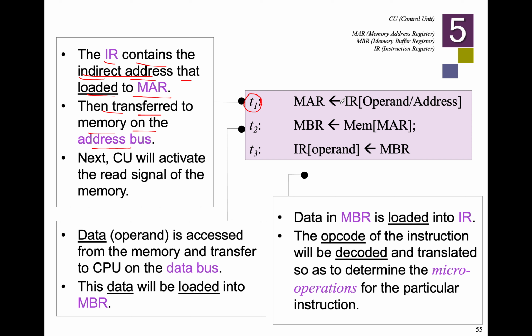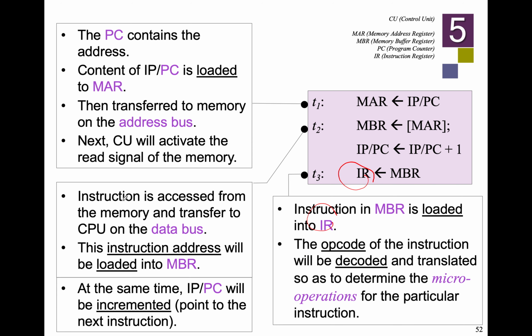You're going to transfer the value once you already give it to your MAR, then you're going to transfer it to your memory. You're going to send to this, but not yet. You just use the address bus. Next, the CU will activate the read signal of the memory. If you look here, it's similar to all of these, only slightly different, but the flow is basically similar.